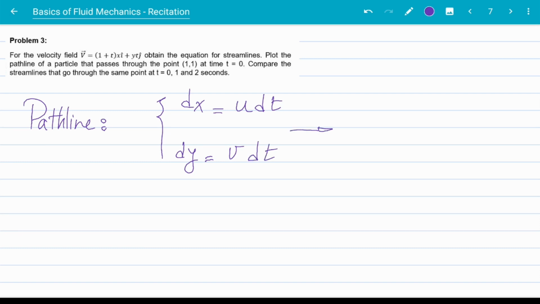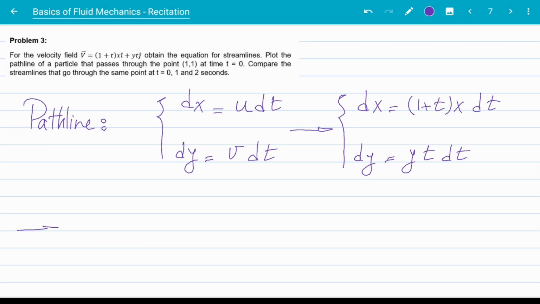Plugging in the values for u and v components, I get dx is (1 plus t) x dt, and I also get dy is y t dt. Now I need to make these integrals.